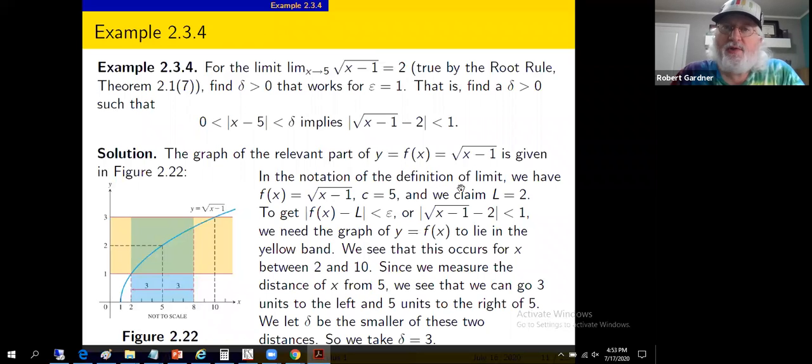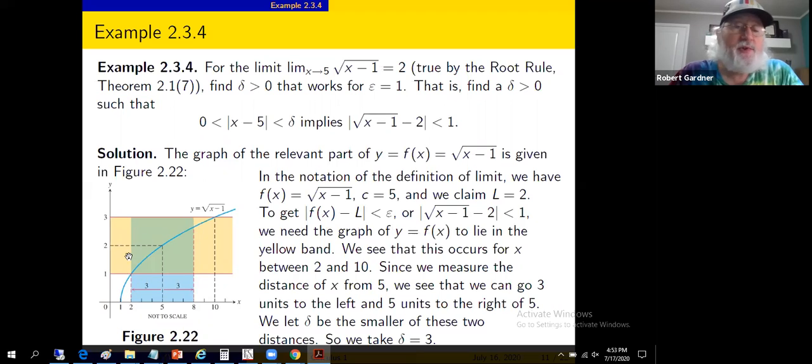in the notation given by the definition of limit, we have the f of x function is the square root function. The c value that x is approaching is 5. And we're claiming that the limit value L equals 2. So to get f of x minus L less than epsilon, or in this case, the absolute value of the square root of x minus 1 minus 2 less than 1, this desired condition up here, we need the graph of y equals f of x to lie in the yellow band.